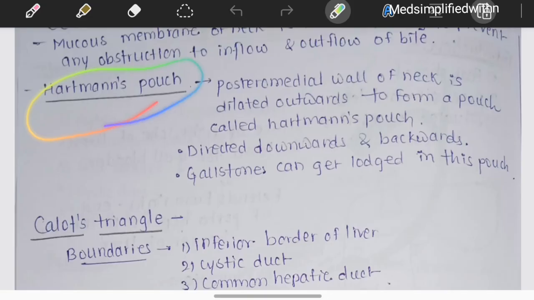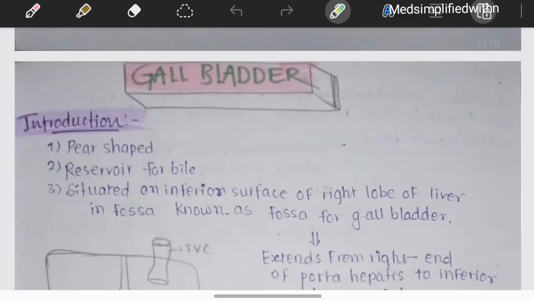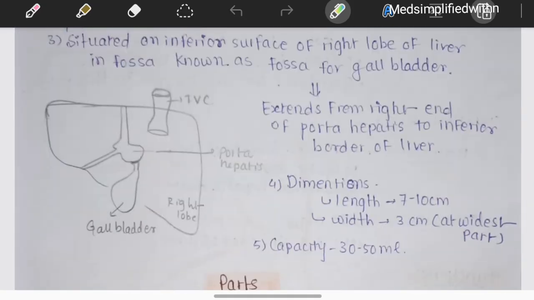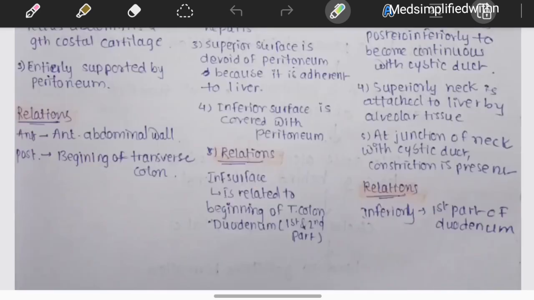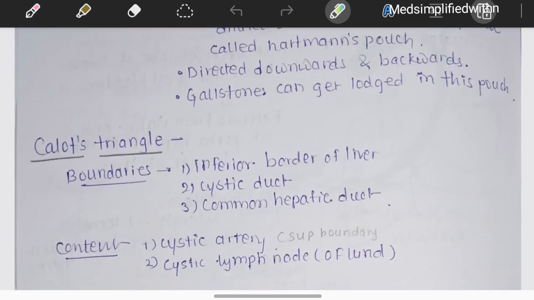And one is the Hartmann's pouch. The posteromedial wall of the neck is dilated outwards to form a pouch called Hartmann's pouch, and it's directed downwards and backwards, and gallstones can get lodged in this pouch. You will see it in the next diagrams, but here also you can see this, not clearly, but here is the Hartmann's pouch. In the next diagram you will see it more clearly.